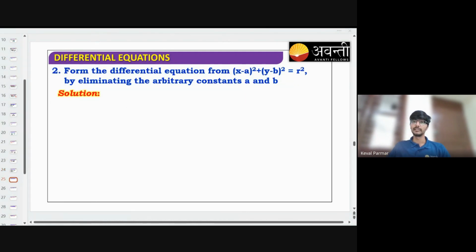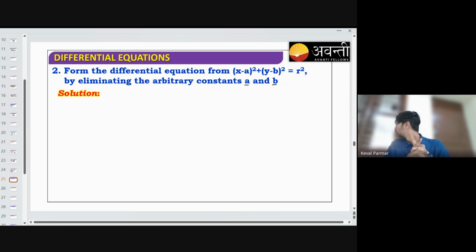Now the questions are good. Again, they are saying that A and B are arbitrary constants. R is a constant, but it is not an arbitrary constant. Please note, it is a fixed constant. I hope you know the difference between an arbitrary constant and a fixed constant. Arbitrary constant means it can take multiple values depending on the situation. Fixed constant means its value is always fixed, whatever the situation.